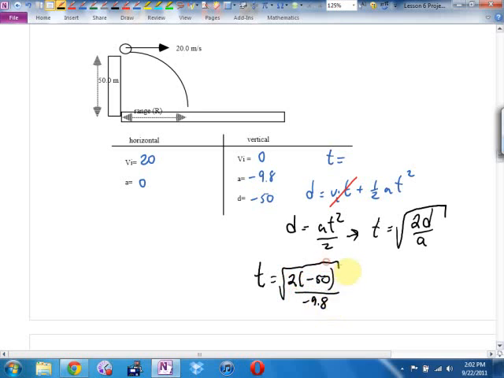By the way, remember when I said, what's the vertical distance? And some of you said 50. If you didn't realize below means negative, you'd catch it here, because if you didn't have a negative there, you'd be trying to take the square root of a negative and your calculator would barf at you. And you'd go, something's wrong. But here, I have a negative divided by a negative. 2 times 50 is 100 divided by 9.8. It's going to be a little bit bigger than 10.